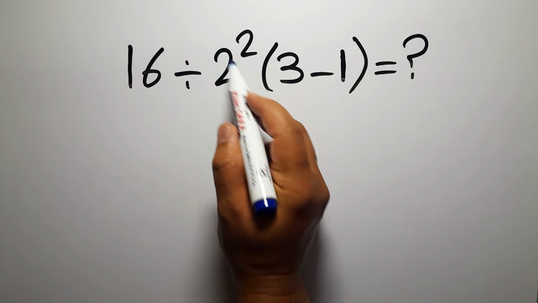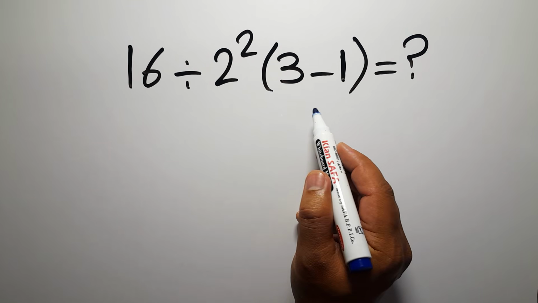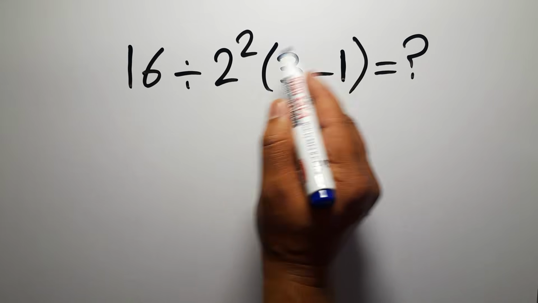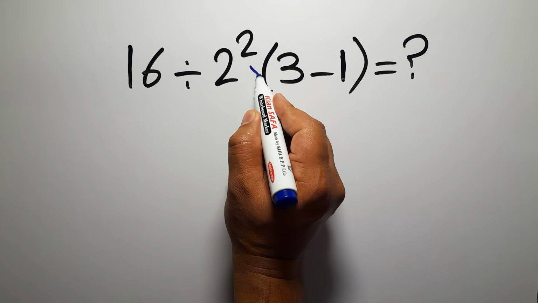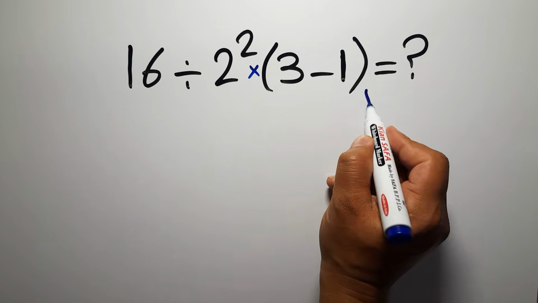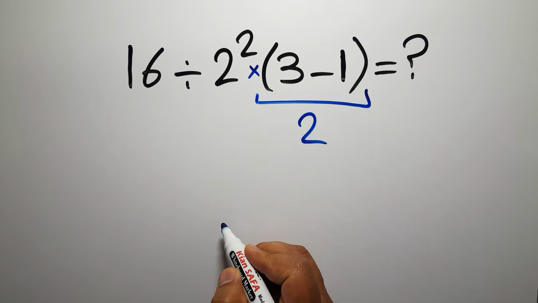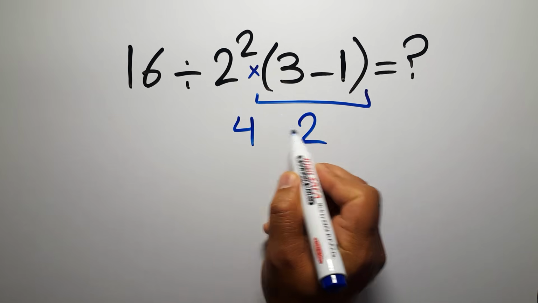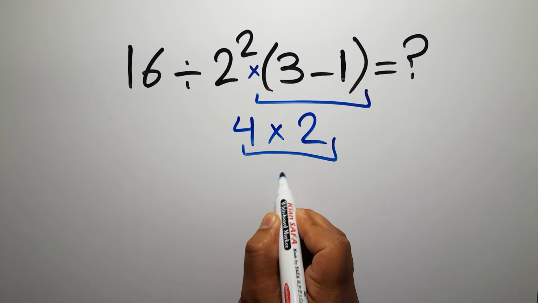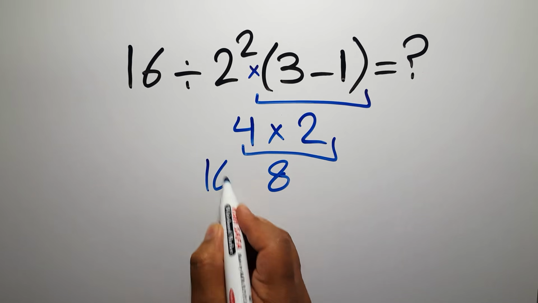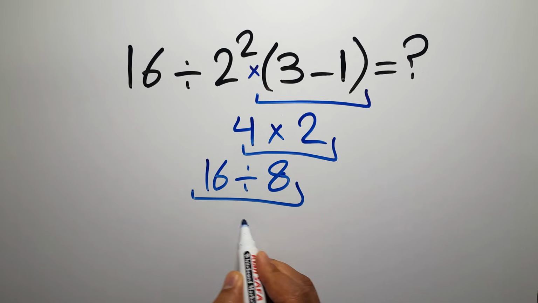In mathematics, when a number is placed next to parentheses, it means multiplication, and we usually don't write the multiplication sign for brevity. So here we have a multiplication. Okay, first 3 minus 1, which equals 2. And 2 squared gives us 4. So 4 times 2, which equals 8. Now 16 divided by this. 16 divided by 8, which equals 2.